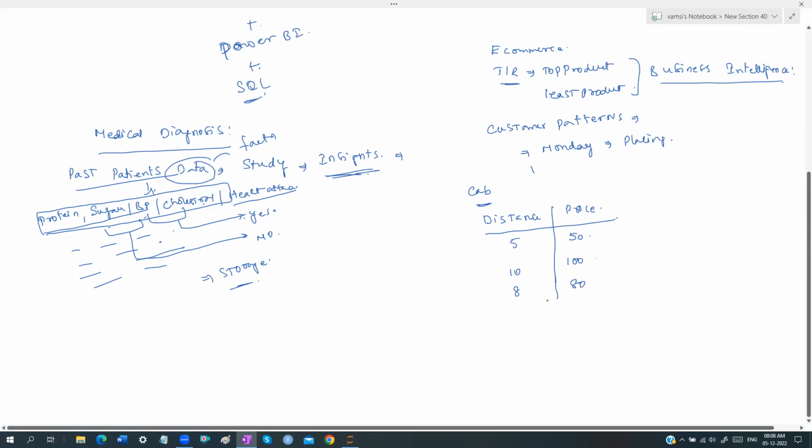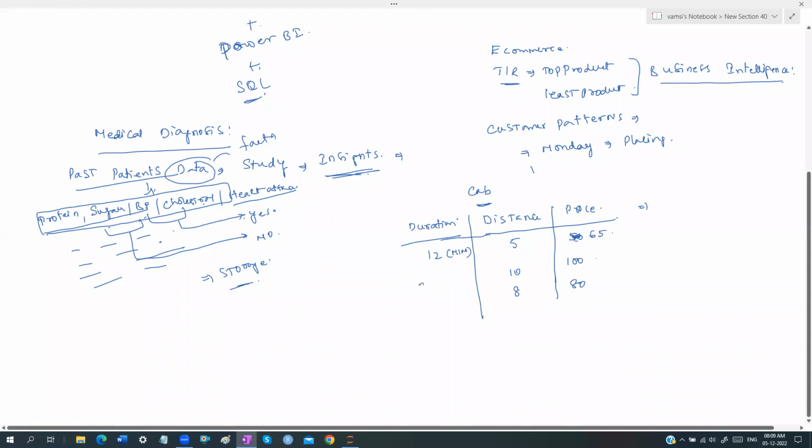If I ask you to understand the data, a normal kid can easily identify that each kilometer is charging 10 rupees. But the problem is, it does not depend only on this, guys. It depends on some other factors, like the duration, how much time it has taken. Let us say 5 kilometers has taken 12 minutes of time, then the price is going to be some 65 rupees.